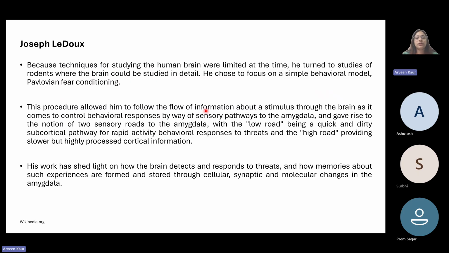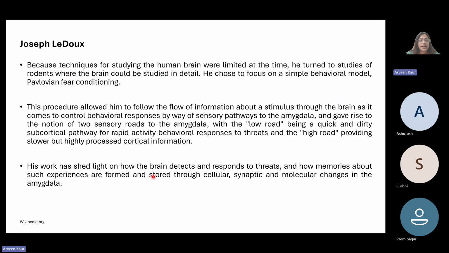This procedure allowed him, so it is a negative reward based conditioning probably, right? This procedure allowed him to follow the flow of information about the stimulus through the brain as it comes to control behavioral responses by way of sensory pathways to the amygdala, and gave rise to a notion of two sensory roads to the amygdala, right? What were these two sensory roads? One was the lower road, which was a quick and dirty subcortical pathway for rapid behavioral responses to threats. The other one was a high road, which provided slower but highly processed cortical information, right? So if it went through the cortex, it was highly processed information. But if it went through another pathway, it was quick and the response was rapid. Maybe it was not thought about as much, right?